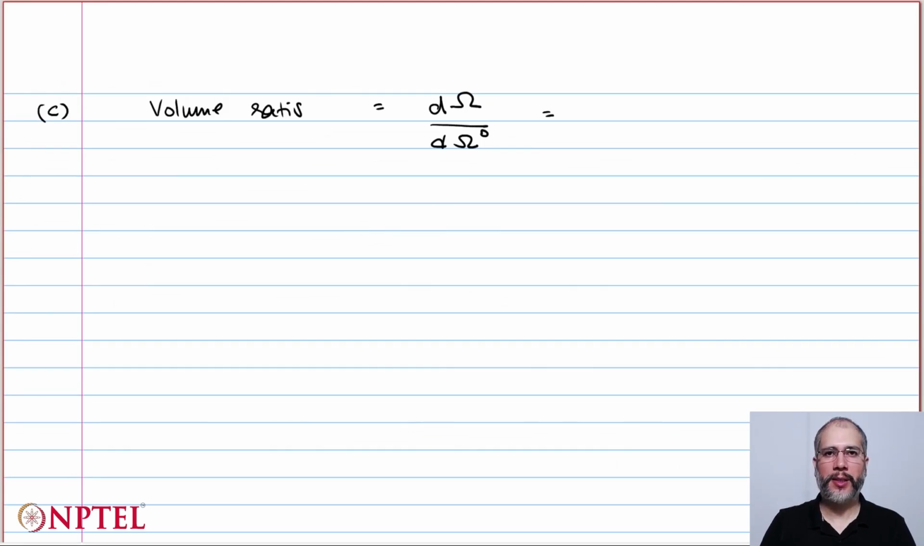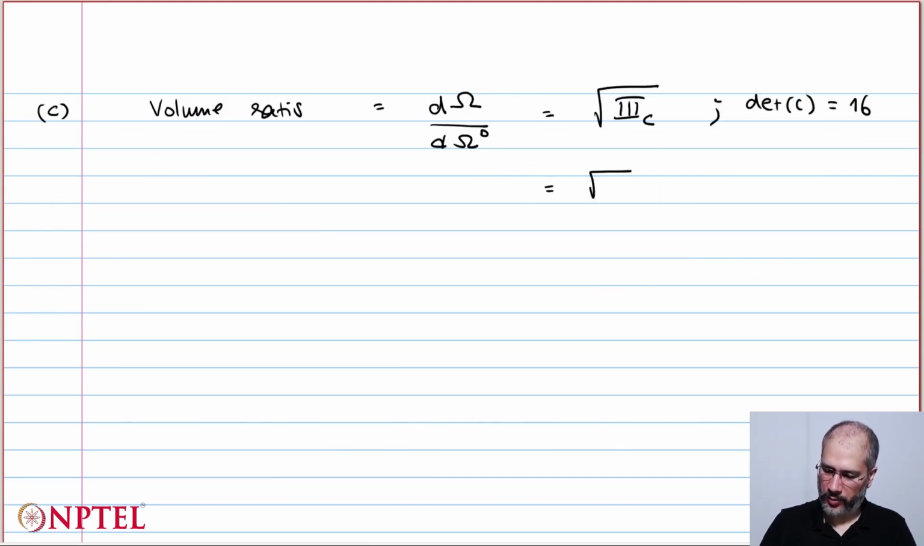And for finite deformations, this is given as the square root of the third invariant of C. And the third invariant of C is nothing but the determinant of C. Well, the determinant of C is 16, so this becomes square root of 16, which is 4. So infinitesimal volumes become 4 times larger in the deformed configuration for this deformation.